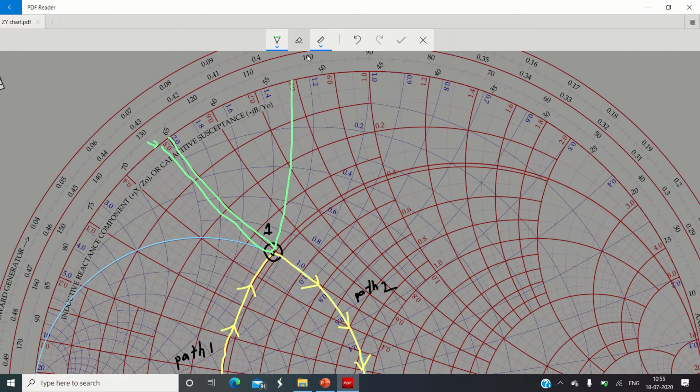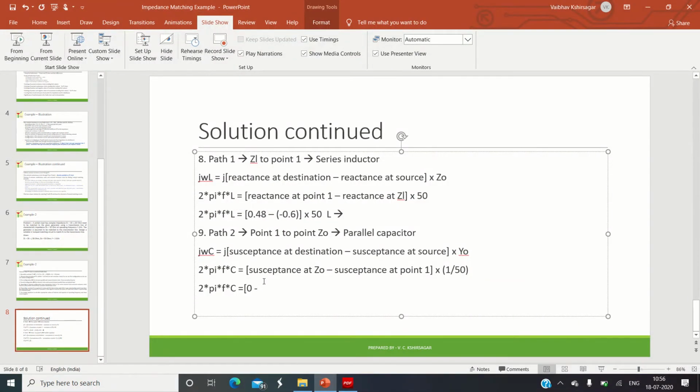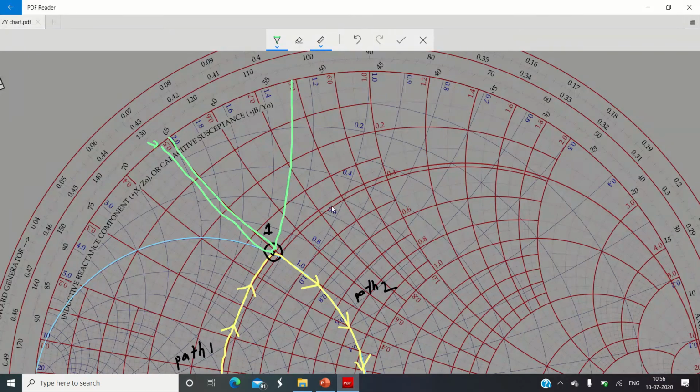And what is the polarity? The polarity is negative 1.3. So here I will write negative 1.3, bracket complete, and multiplied by 1 by 50. Okay, so please remember our artwork is over here.